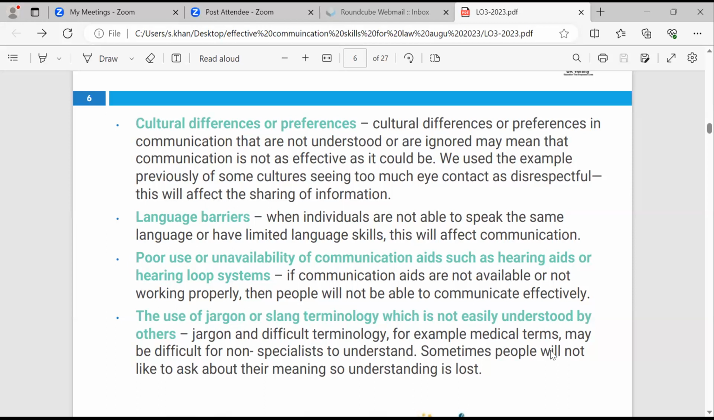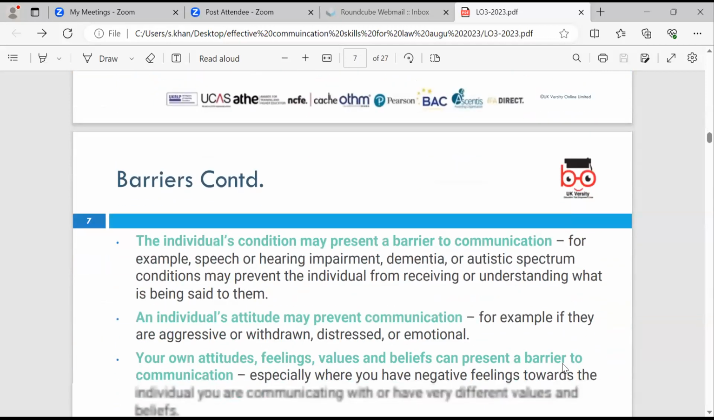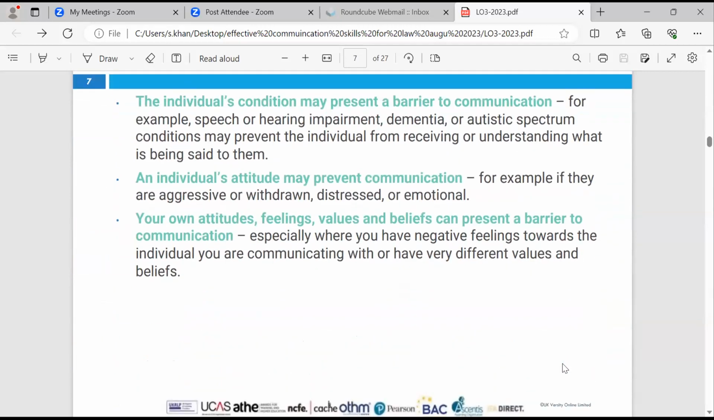The use of jargon or slang terminology, which is not easily understood by others. Jargon and difficult terminology, for example medical terms, are difficult for non-specialists to understand. Sometimes people will not like to ask about their meaning, so understanding is lost. So why is it important for you to speak in plain English to the individual? They'll be able to understand what you are passing to them. Yeah, and why is that so important? So that communication will be complete. Yeah, because if the other end doesn't understand what you're really saying, the communication is not complete.